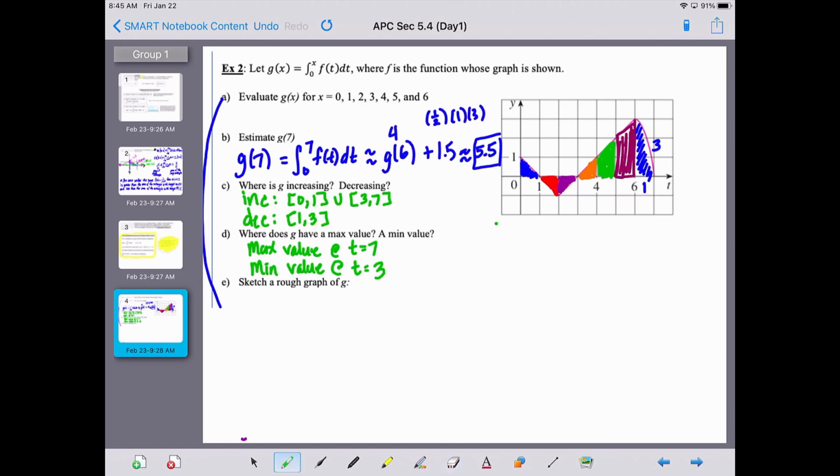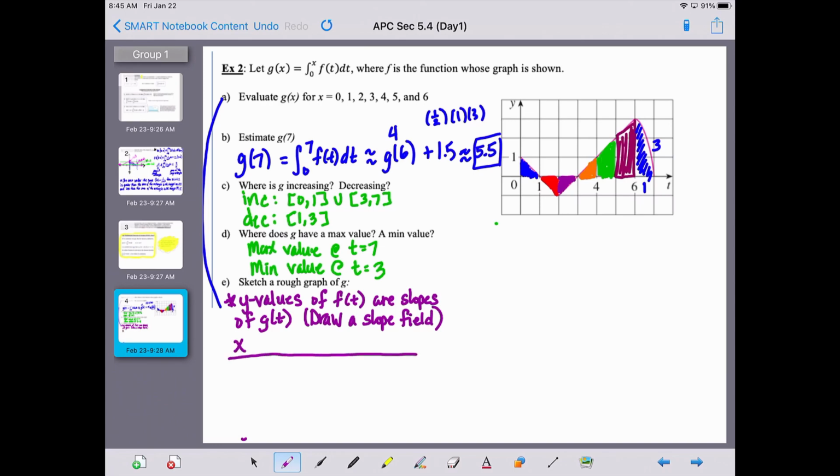And so what I want you to be thinking about as you're making this graph is that the y values of f of t are slopes of g of t. Okay, so we are going to draw a slope field, which we have done before, but it's been a while. So I'm going to make a little table right now of those slopes.